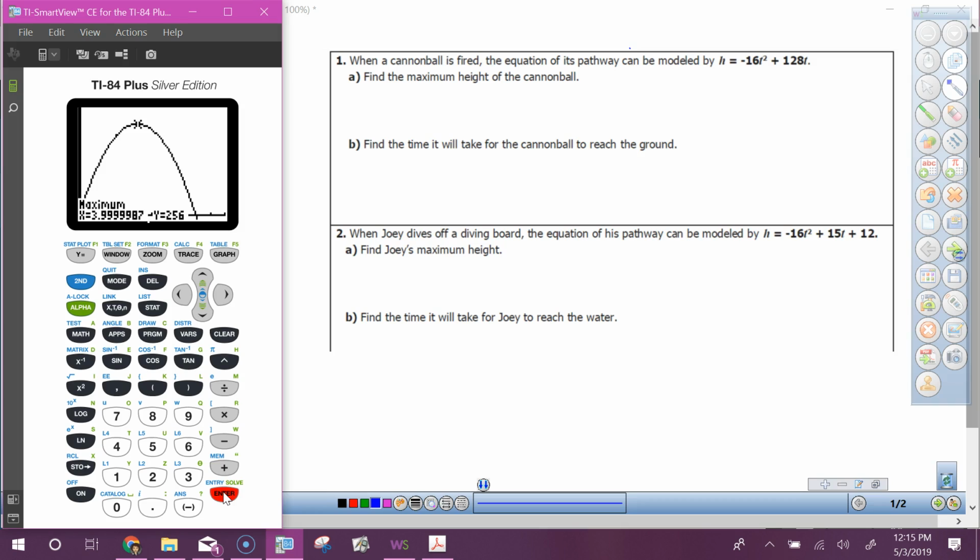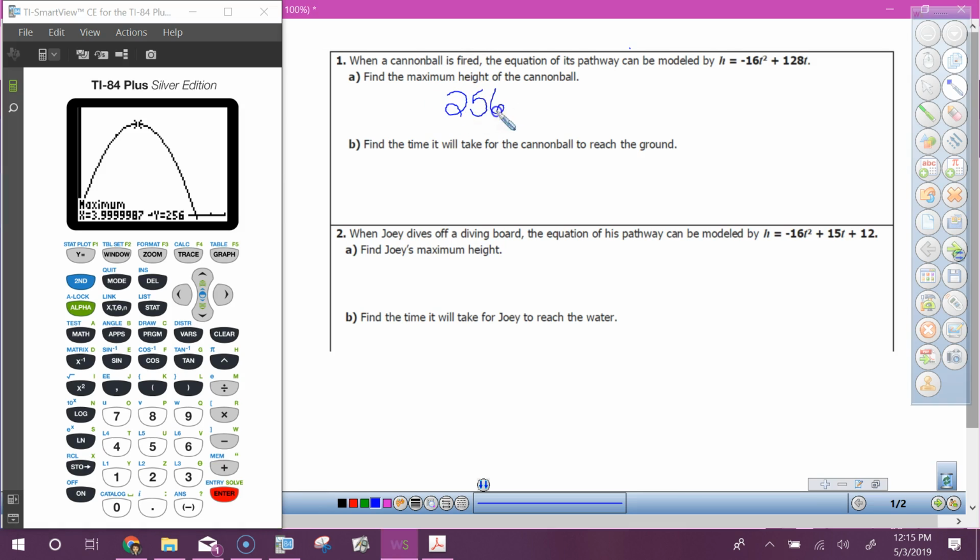Okay, so what's my maximum height? 256. 256 what? Feet. Yeah, make sure we're labeling our answers. Okay. How long did it take us to get to 256 feet? 4 seconds. Okay. So then it says find the time it will take for the cannonball to reach the ground. Okay. So we go back to our gold sheet. It says for when it hits the ground, what do we hit?